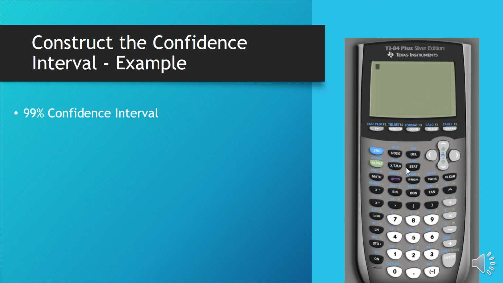And here's my last one. Now you're going to go back to stat, then scroll over to tests, and then scroll down to option number 8, which is T interval. Remember, you're going to do a T interval if you do not know the population standard deviation.